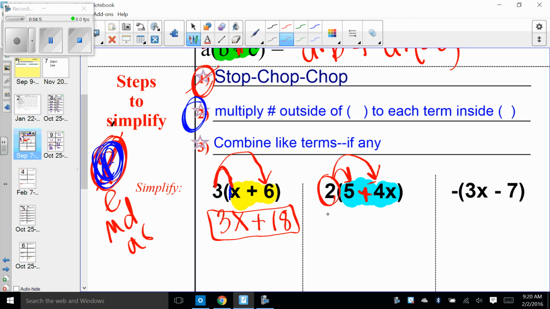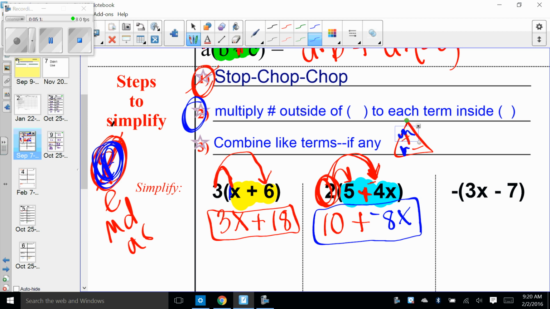So 2 times 5 is 10. Drag that sign down. If I haven't used it, drag it down. And then 2 times -4, triangle problem. We have a positive on that 2. We have a negative on that 4, gives me -8. Reattach the variable x, we have 10 plus -8x. 10 plus -8x.